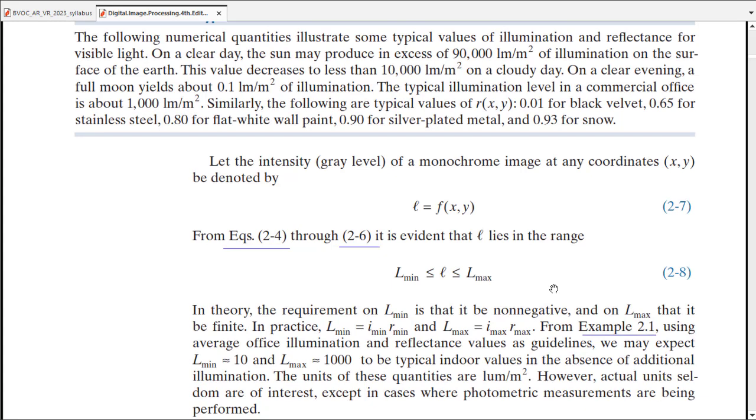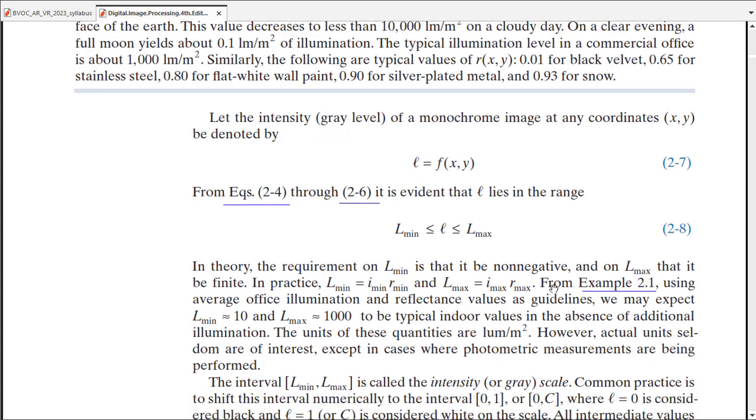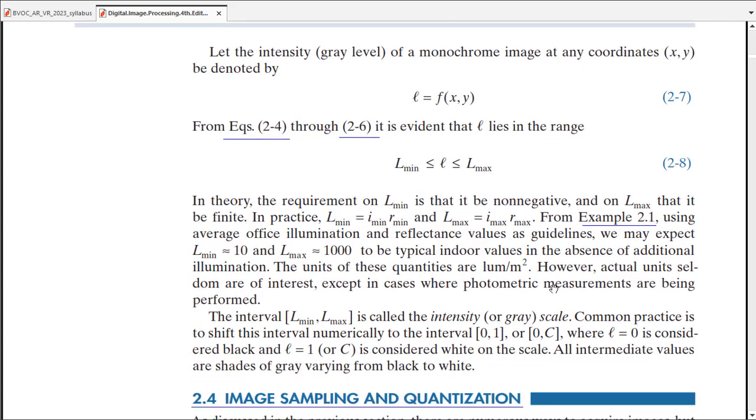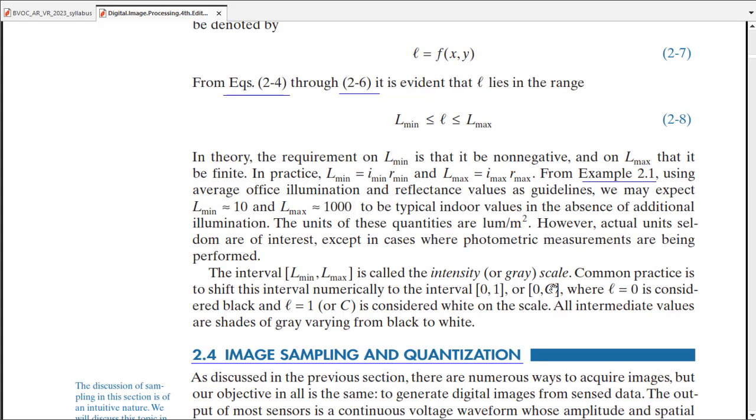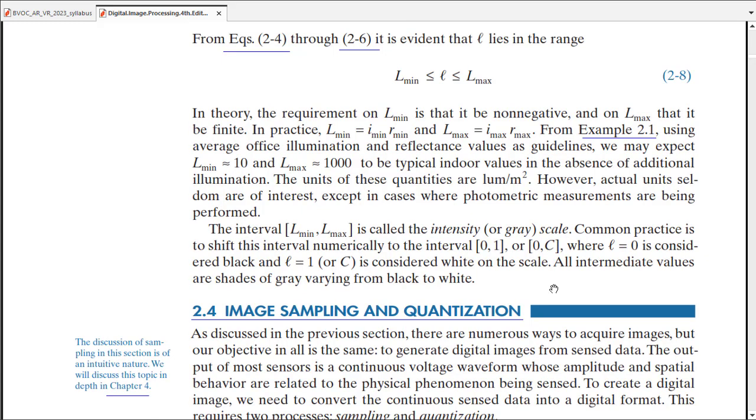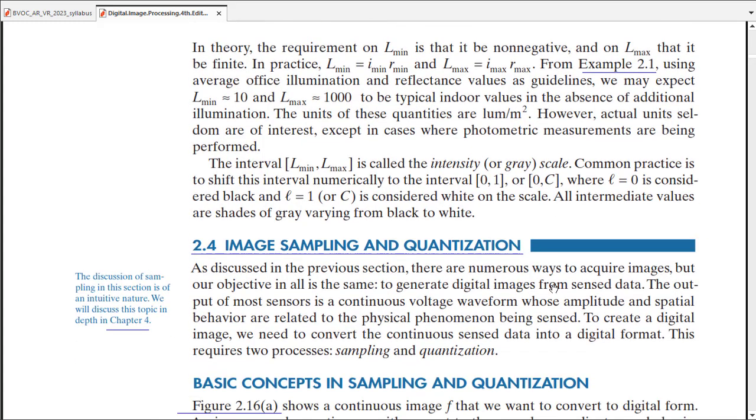So we have L equal to f of x comma y, and the intensity level ranges from L minimum to L maximum, both of which are non-negative values. In this case, the common practice is to shift this interval numerically to the interval 0 comma 1 or 0 comma c, where L equal to 0 is considered black and L equal to 1 or c is considered white. The shades range from black to white.